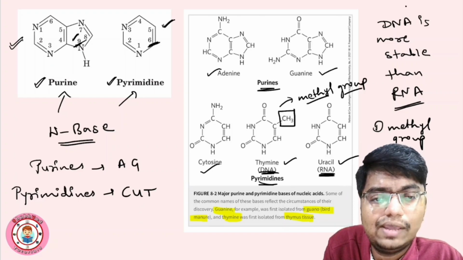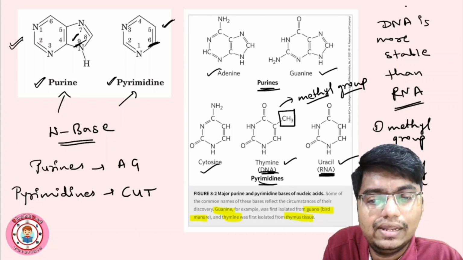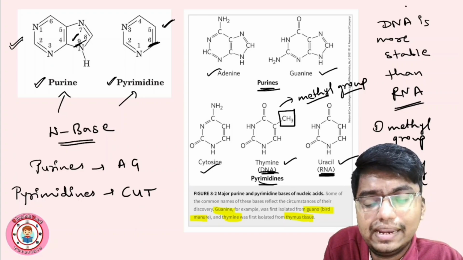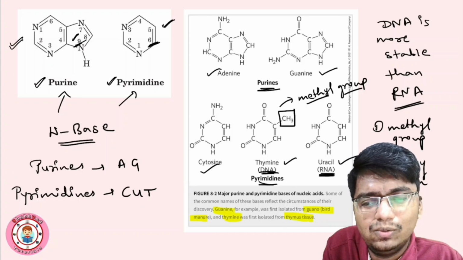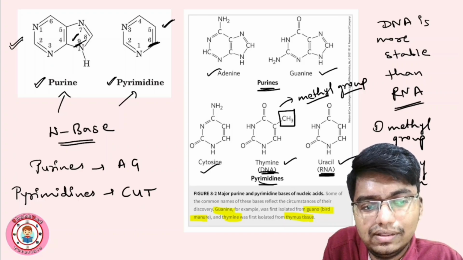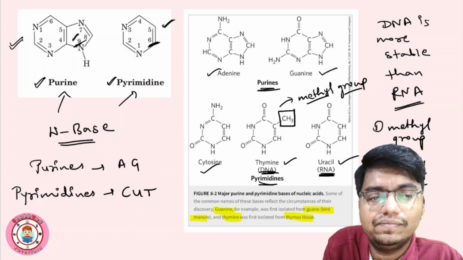Okay, ribose sugar is deoxyform. Deoxyform on the second carbon. So this is the next reason for this stability. Okay, in the coming section you will understand.